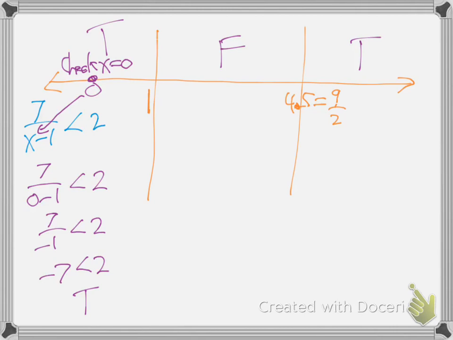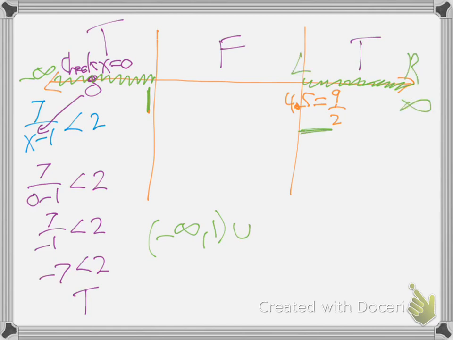The answer is always the true regions. So this region and this region. How do you say those two true regions? Have you seen how the answers always go true, false, true, or false, true, false? Now, how do you say this region? Remember, it's left edge, negative infinity, to right edge, 1. So negative infinity to 1, united with left edge to right edge is infinity. So 9 halves to infinity.